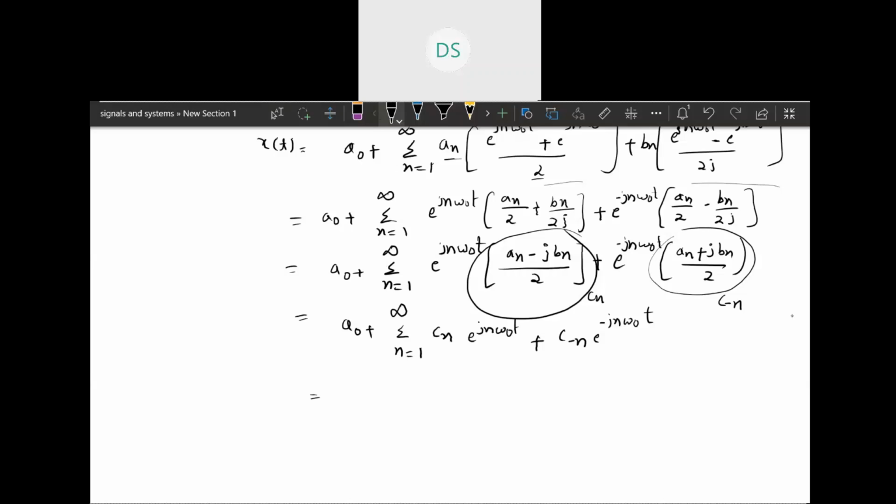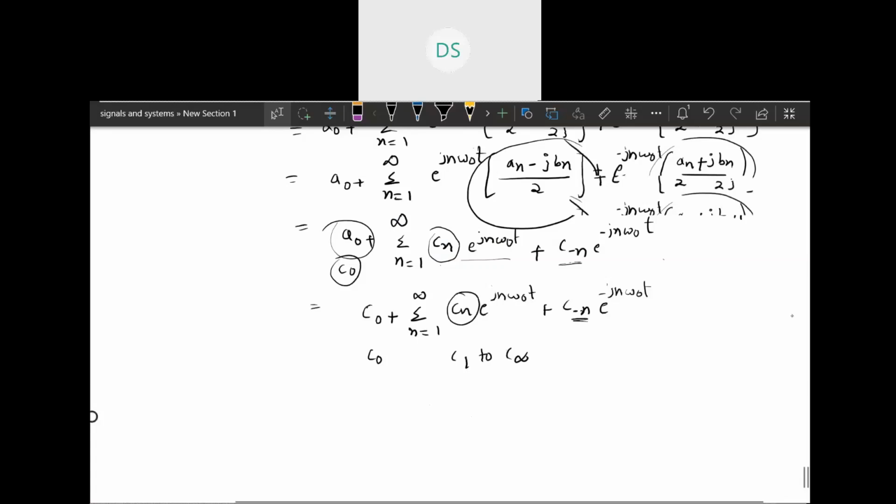Okay, so from this one I can write, see, it is cn e power jn omega naught t and here it is c minus n e power minus jn omega naught t. Means when n is varying from 1 to infinity, it will change from c1 to c infinite. But when n is varying from 1 to infinity, it is changing from minus 1 to minus infinite. So this can be completely written as, and this a naught can be considered as c naught. So this will be c naught plus sigma n is equal to 1 to infinity cn e power jn omega naught t plus c minus n e power minus jn omega naught t.